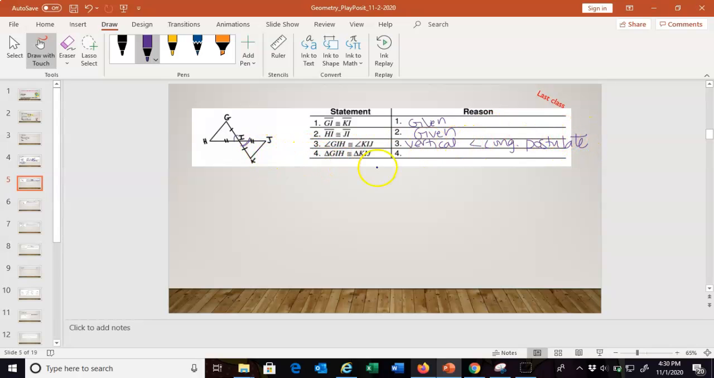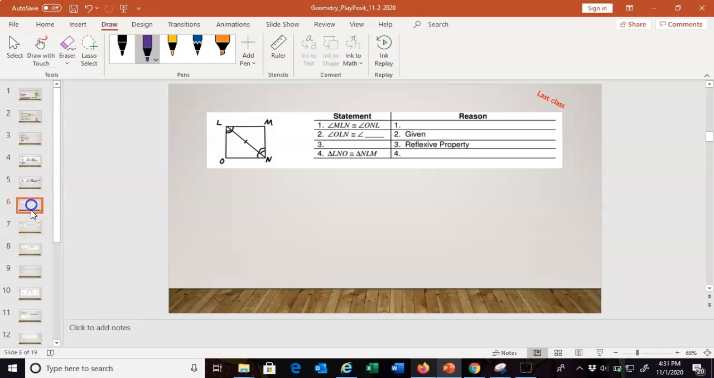And lastly, they want to know which postulate makes the triangles congruent. So we have a side, an angle, and a side. Side, angle, side. This is the side, angle, side postulate. Don't forget, you can pause this recording at any time. Number 3. This is also given in the picture.